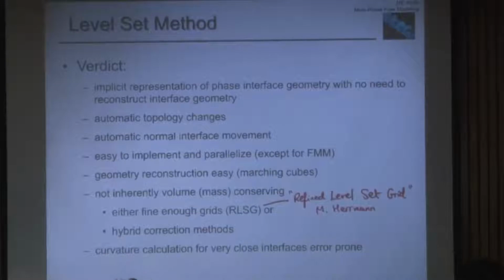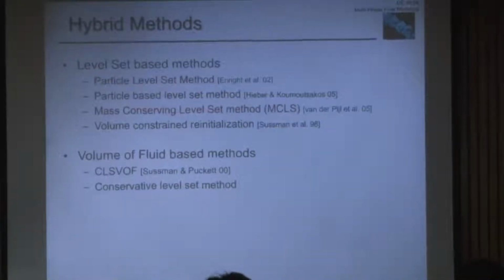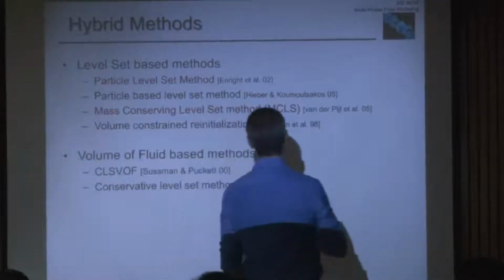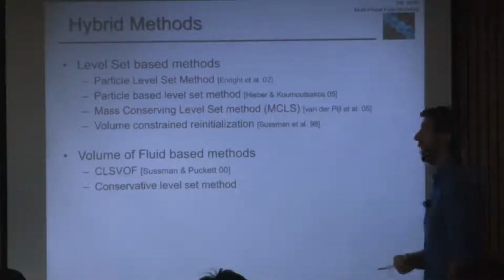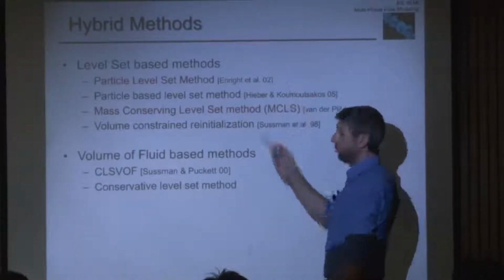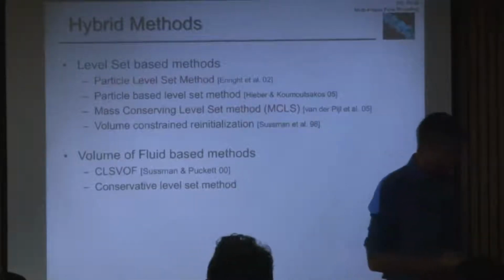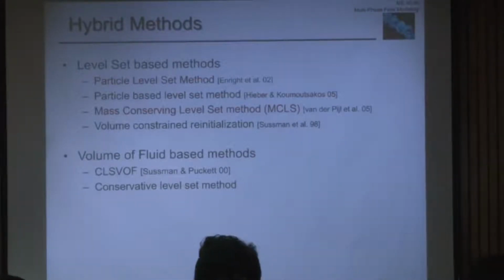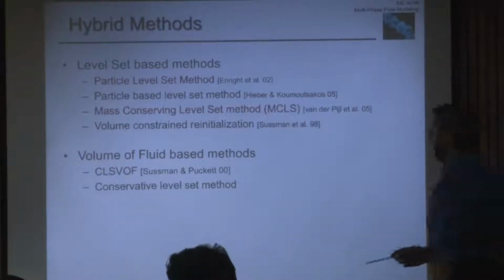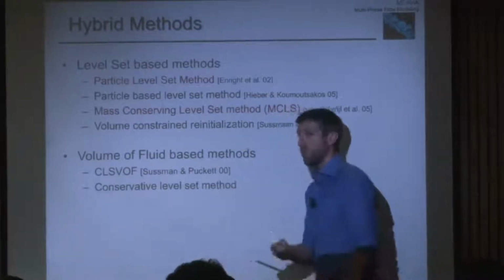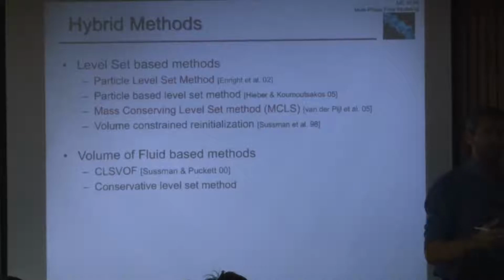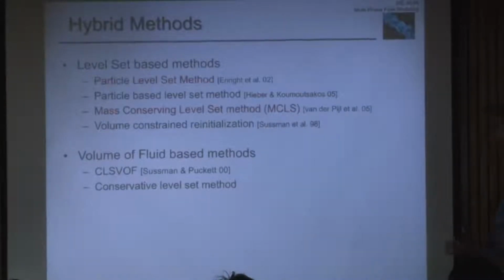Okay, so in terms of hybrid methods, to kind of wrap this up, there's quite a few of them. I'm not going to go through the details of many of them, but there's the so-called particle level set method that I'll mention briefly from Enright and Fedkiw, back in 2002. This particle level set method will reintroduce some Lagrangian aspects of the transport to address some of those conservation errors.